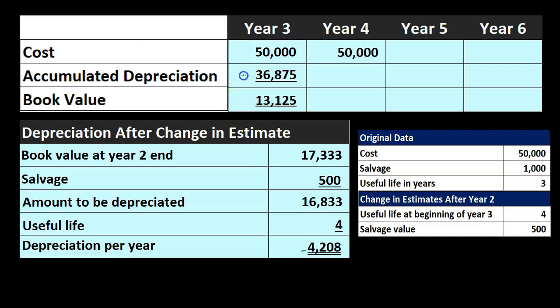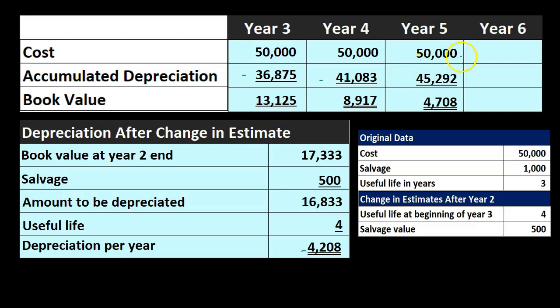Now we're at 13,125. Going forward, we have the same 50,000. Then we're going to take this prior period's accumulated depreciation, 36,875, plus the current year's depreciation that we have calculated using a straight line method, 4,208, to give us 41,083. The 50,000 minus the 41,083 gives us 8,917. If we do this again, we've got the 50,000, then we're going to add in the accumulated depreciation, 41,083 and the 4,208 to give us 45,292.